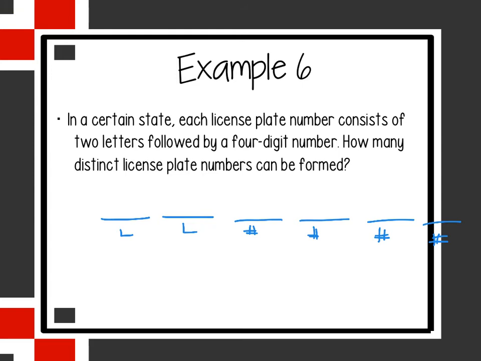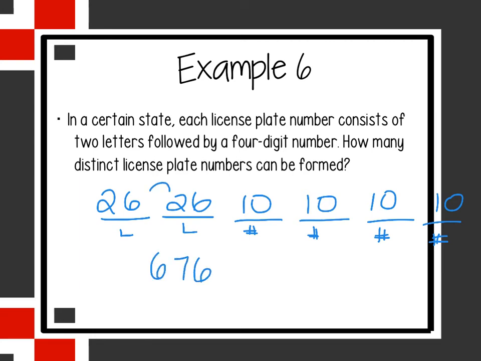How many letters do you have to choose from the first time? 26. How many letters do you have to choose from the second time? 26. Didn't say anything about it not being able to repeat, right? How many 1-digit numbers are there? You're right. It's 10. Because 0 would be a 1-digit number. Okay? So this would be 10, this would be 10, this would be 10, and this would be 10. So we know 26 times 26 is 676. 1, 2, 3, 4 zeros.